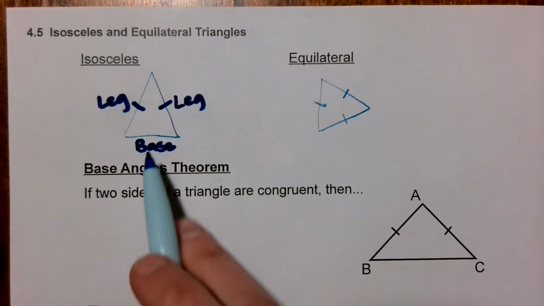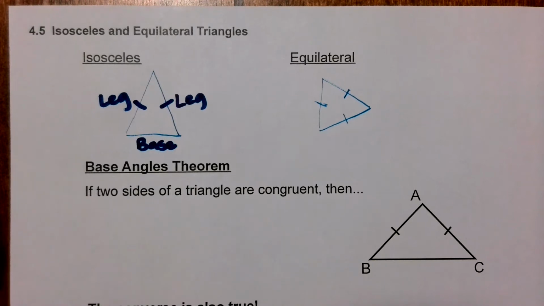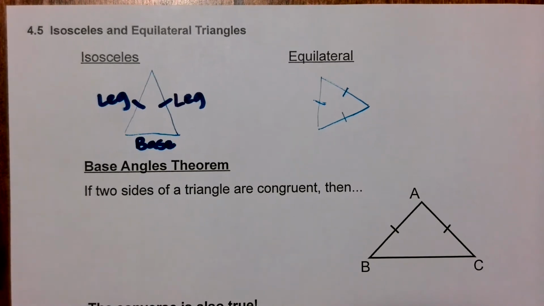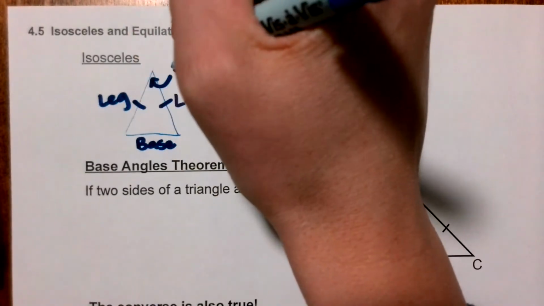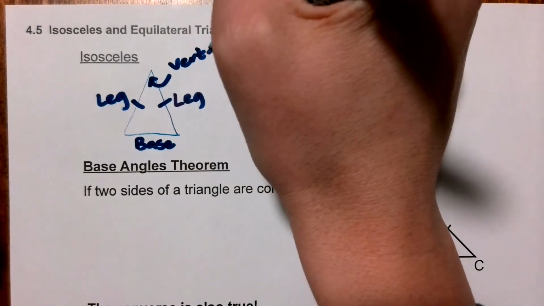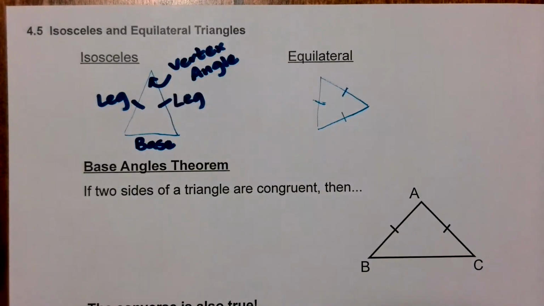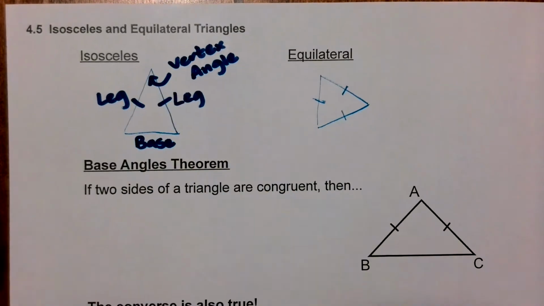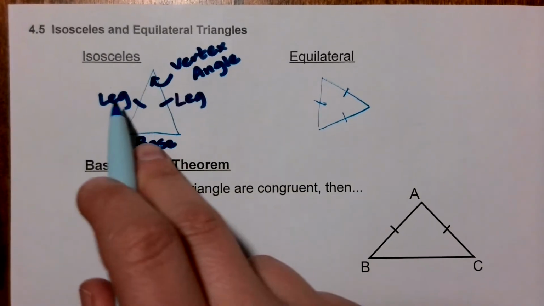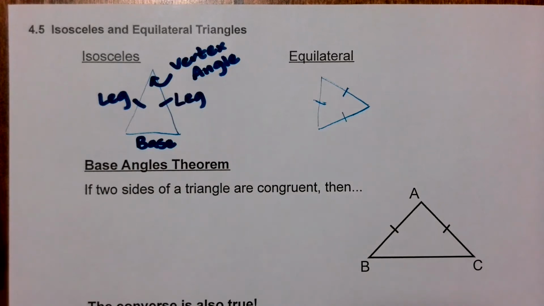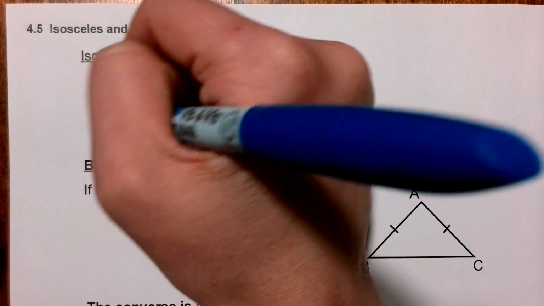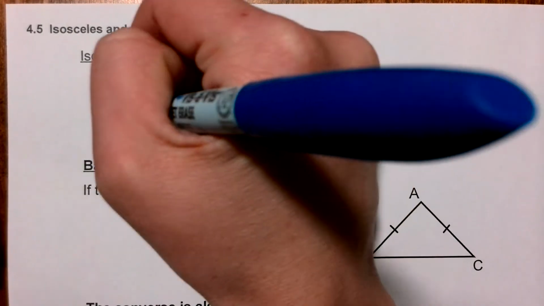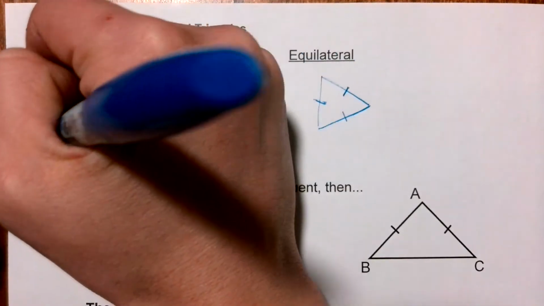And a lot of times we do see it oriented like this, where it's sitting on its base, but it doesn't have to be that way. We can draw it any way. The angle that is in between the two legs is called the vertex angle, which can be a little bit confusing because we call a lot of angles vertices, but in particular on the isosceles triangle, if they say the vertex angle, then we're talking about the angle in between the two congruent legs. And then the angles on either side of the base are called base angles.